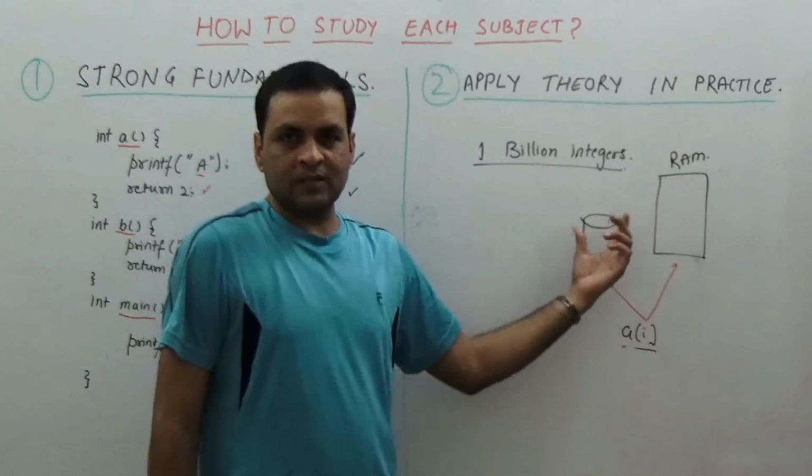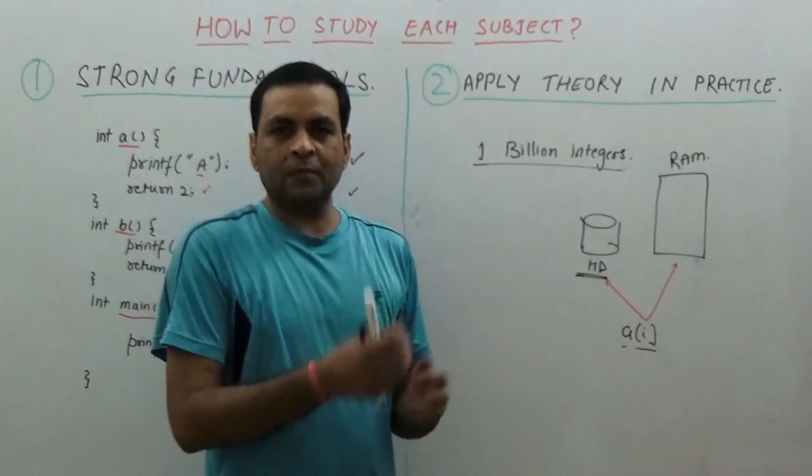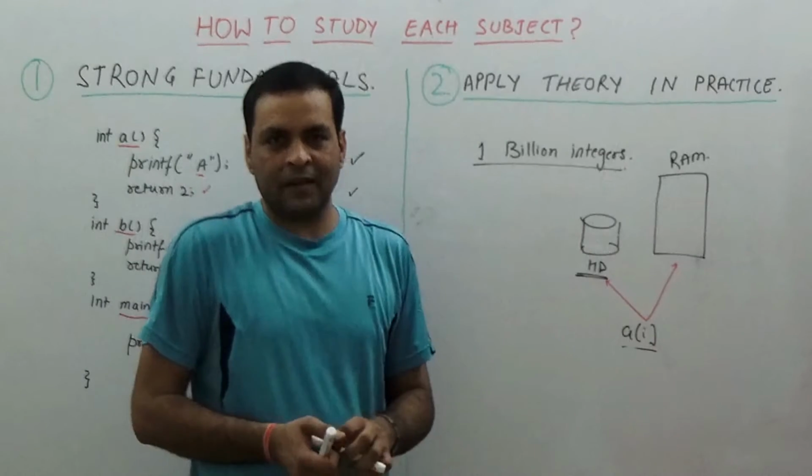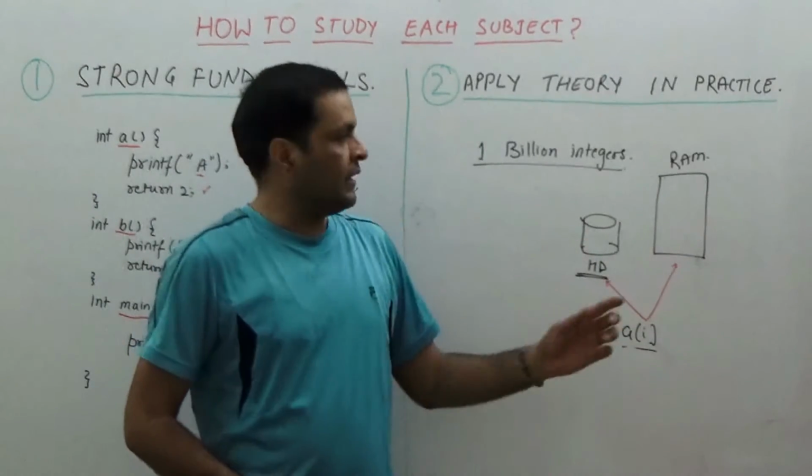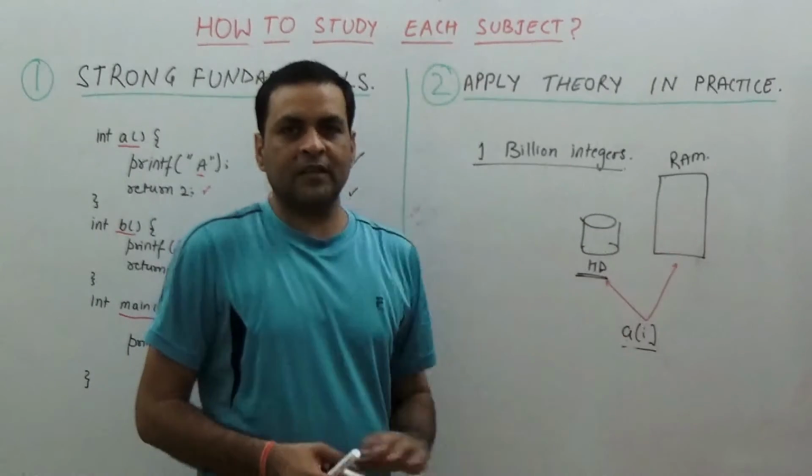Once this is done, once it is ready, then an interrupt will go to the CPU and cycle stealing will happen, and the CPU will transfer this data from hard disk to RAM, and then from RAM to the memory data register.